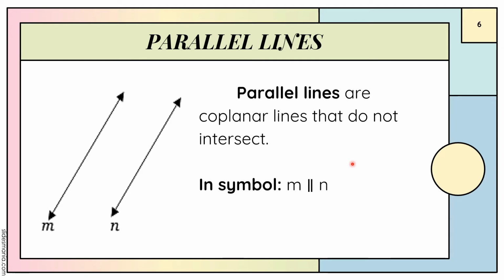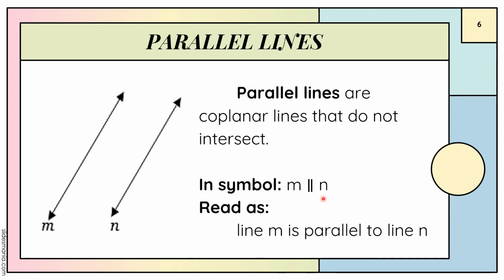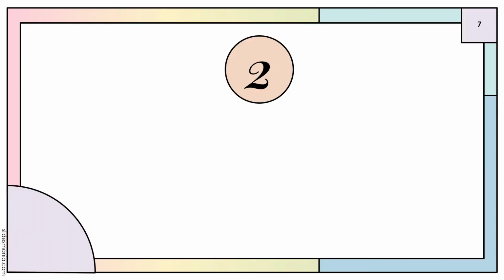In symbols, we write parallel lines like this. We write M, and then we have two vertical lines and then N, and that is read as line M is parallel to line N. Is that clear? Okay, that's great. Let us have the next one.